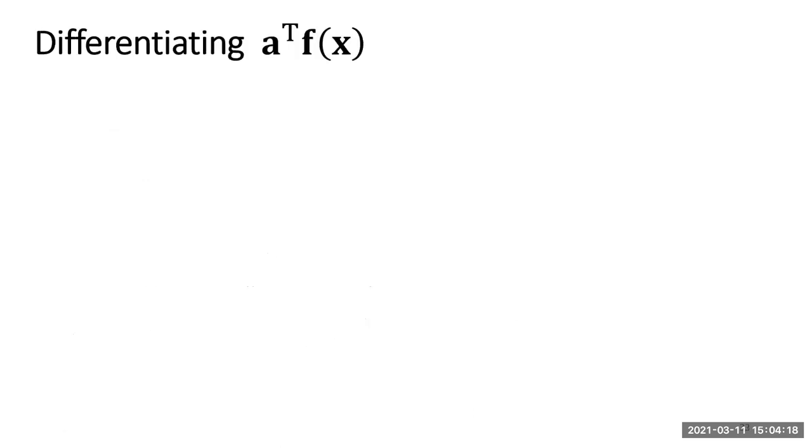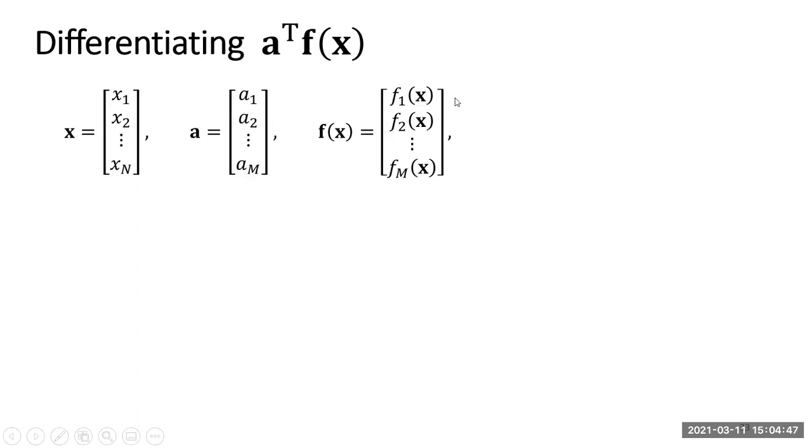Okay, now let's try to find the derivative of A transpose f of x. This is a scalar. It's an inner product of f of x, which is a vector in m dimensions, and A is a vector in the same m number of dimensions. So this is the inner product between the two vectors, which is a scalar. So let's try to differentiate this with respect to vector x.